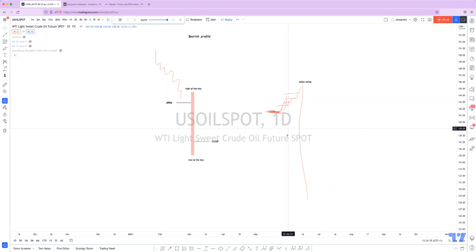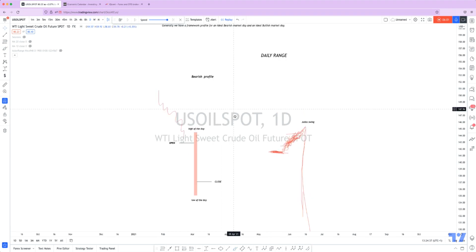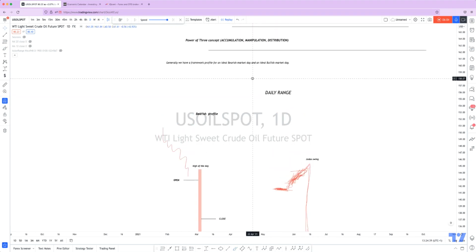You understand? So the market creates this Judas swing, and this is what we call the manipulation, the move that tricks traders into buying whereas the market is still going down. That move is what we call the Judas swing, and the market distributes lower. I said we are making use of the ICT power of three concept, which is accumulation, manipulation, and distribution.